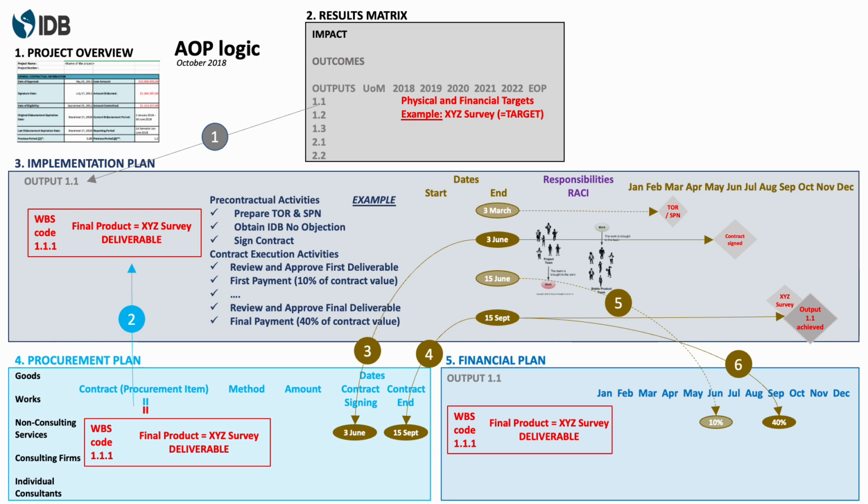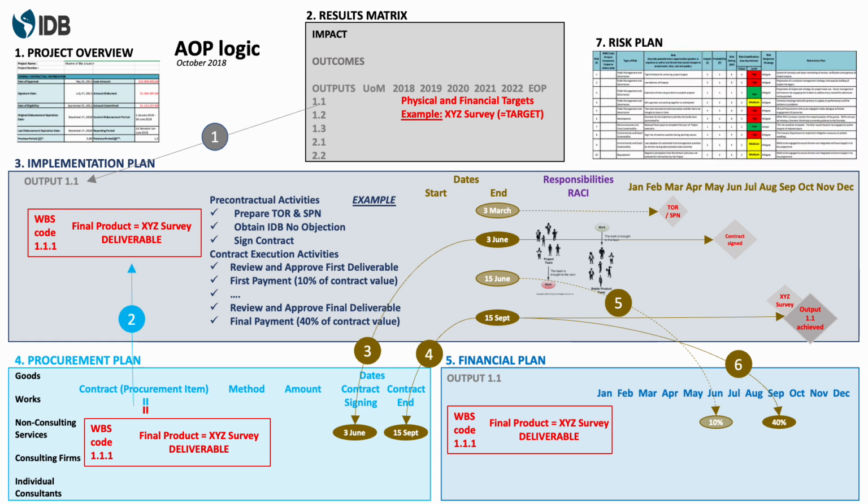There's one element that is important in the AOP, and that is the risk plan. So we now also included the risk plan in the AOP template, and from your risk plan there may be activities that are impacting your implementation plan. So you may want to revisit your implementation plan based on the risks you've identified, based on the mitigations you have included in your risk plan.